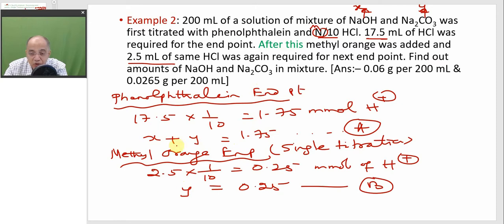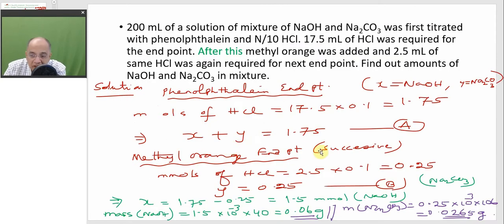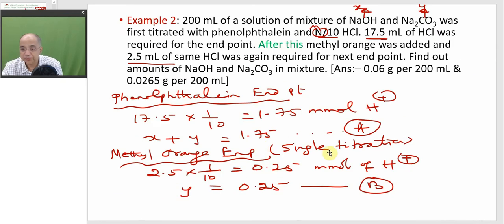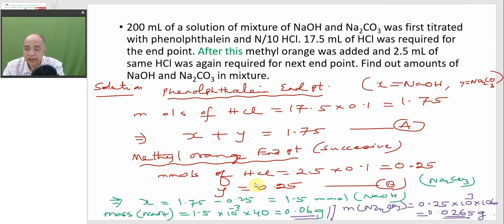Solve for these two. Y is already there, so you can get X, and then you can convert it into its mass. No portion was taken, so the entire 200 ml has been titrated, so that amount is present in 200 ml. I have done the answer. X plus Y is 1.75 as we did before, and Y is equal to 0.25, then X is equal to 1.5, all in millimoles.